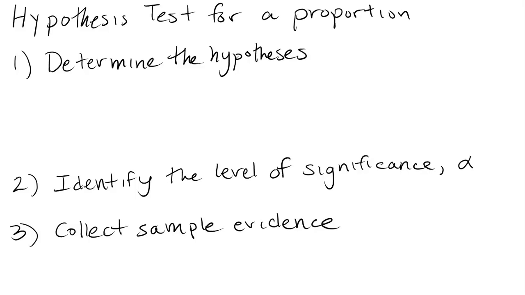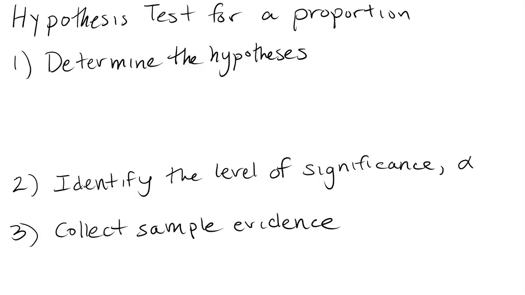Secondly, you're going to identify the level of significance, which we denote by alpha. This is the probability of a type 1 error. In the real world, you would choose this on your own, and most commonly you would use 5%, 0.05. In a classroom setting, the value of alpha will almost always be given in the problem.